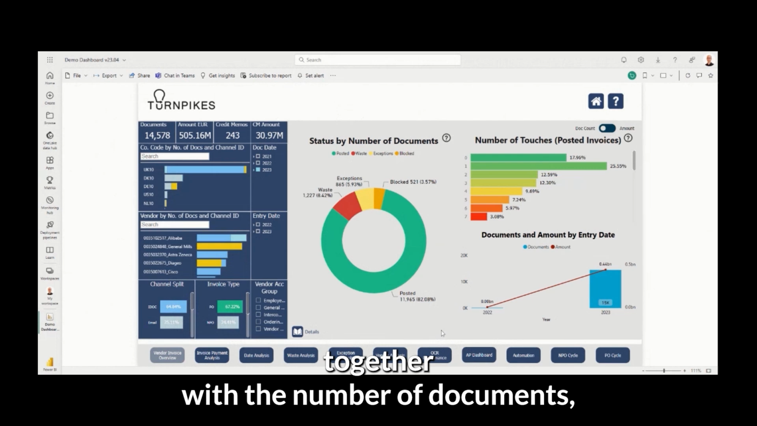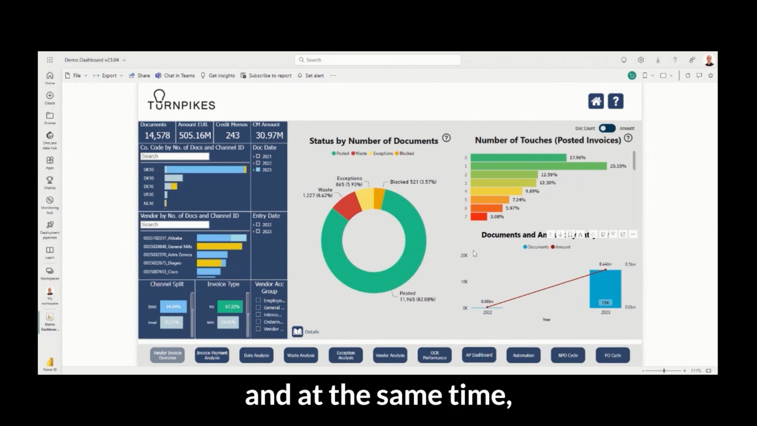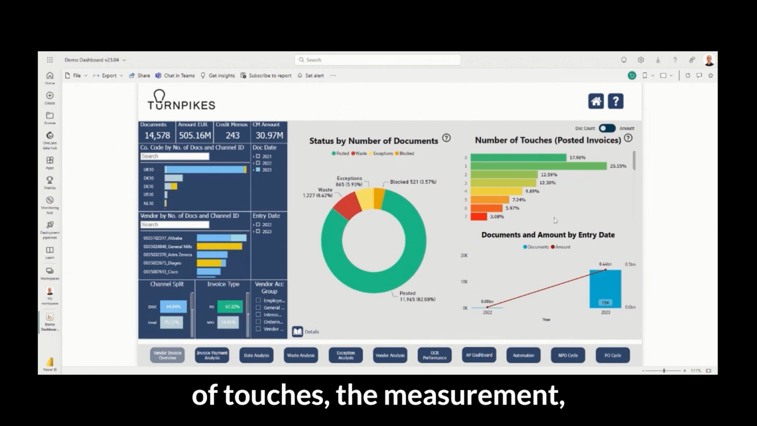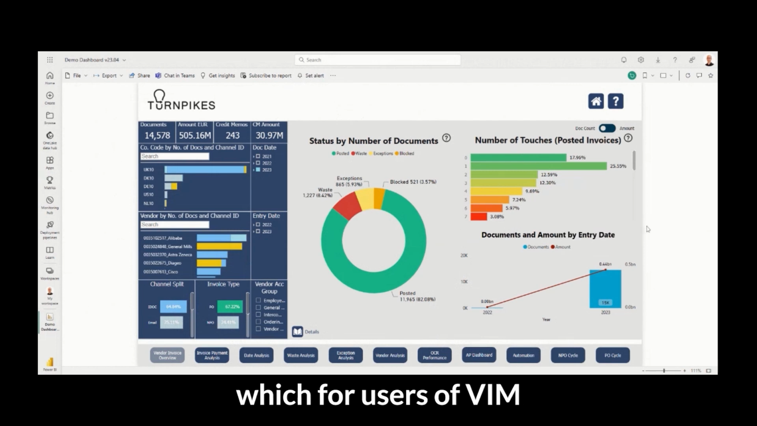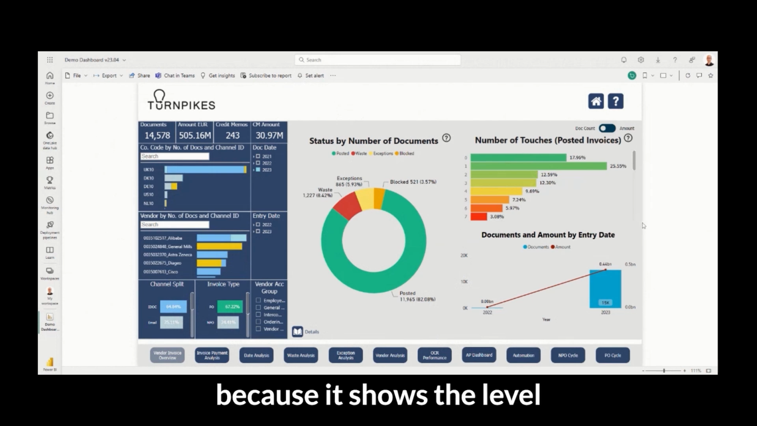Together with the number of documents, you can see the documents and amount by entry date. And at the same time, you can also see the number of touches, the measurement which for users of Vim is one of the most important ones, because it shows the level of automation that has been achieved by using Vim.